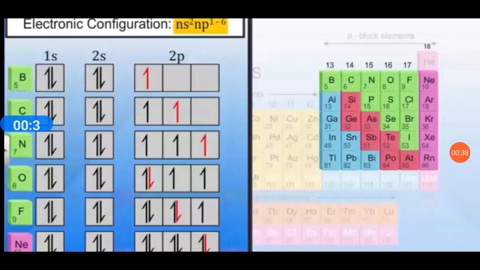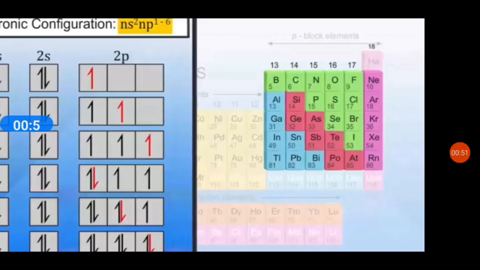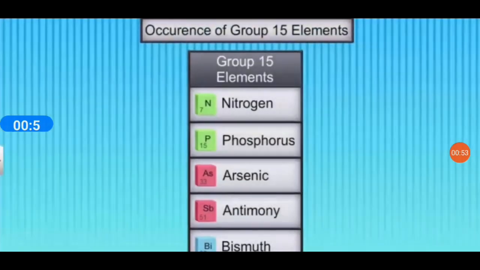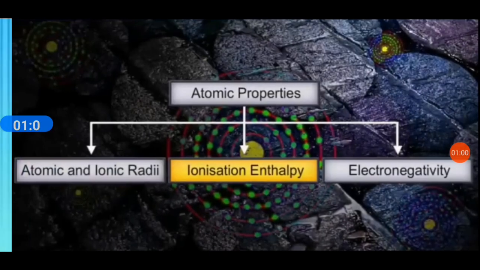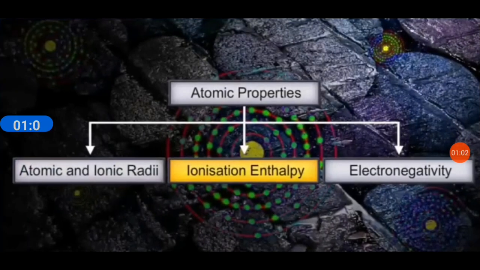The electronic configuration of p-block elements is ns2np1-6, that is, their last electron enters the p subshell as shown by red electron. 15th group elements include nitrogen, phosphorus, arsenic, antimony, and bismuth. Their atomic properties: atomic and ionic radii, ionization enthalpy, and electronegativity.